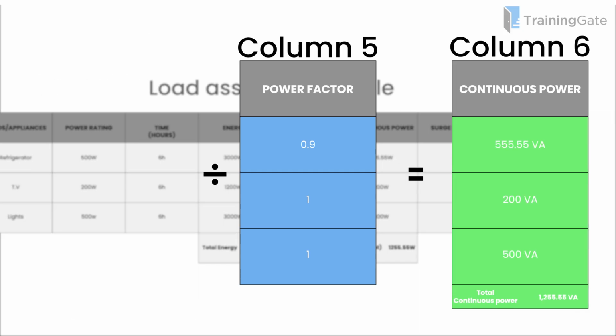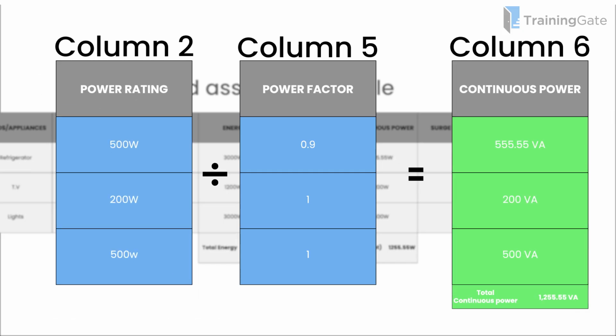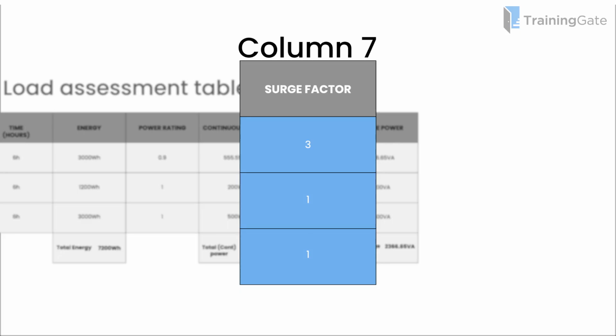Column 6 divides column 2 by column 5 for each load to calculate the demand of the appliance that could be operating at any one time, calculated in volt-amps. Once all the values in column 6 are added together, the cumulative maximum power required at any one time during a disconnection from the grid has been determined. For most applications, only column 1 to 6 will be used.